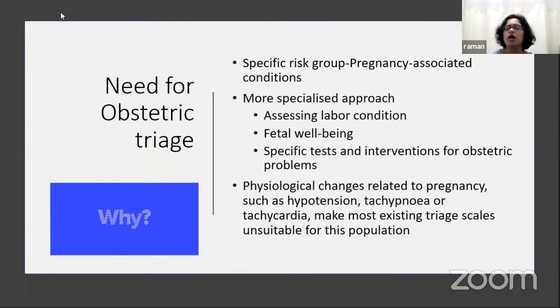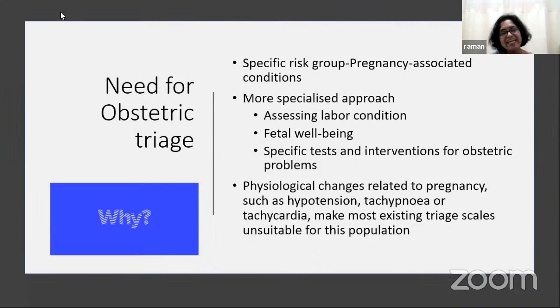As we know, our pregnant population is a special group of people with specific risks. There are lots of pregnancy-associated conditions. We also need a specialized approach because we need to see whether they are in labor. We need to assess not only the maternal but also the fetal well-being, and you have specific tests and interventions which might have to be tailor-made for the obstetric condition.